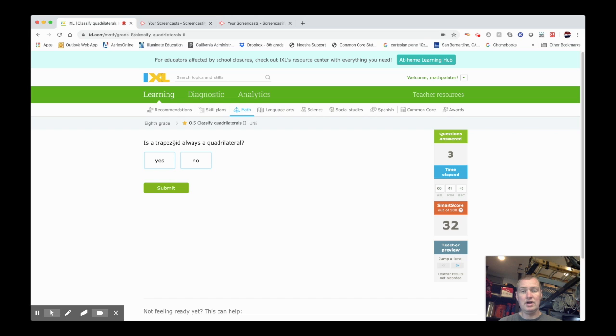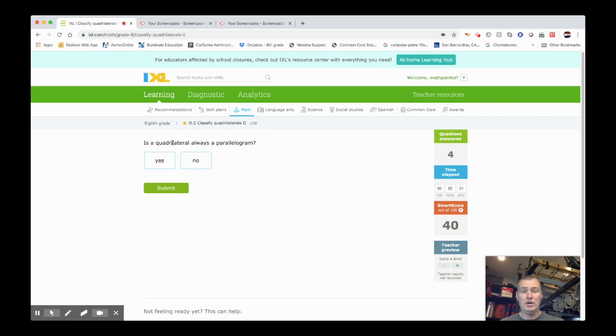Is a trapezoid always a quadrilateral? So remember, a trapezoid is a four-sided object where 2 sides are parallel and 2 sides are not. A quadrilateral, everything's a quadrilateral. So this one's a yes. So quadrilateral is a four-sided object of any kind.